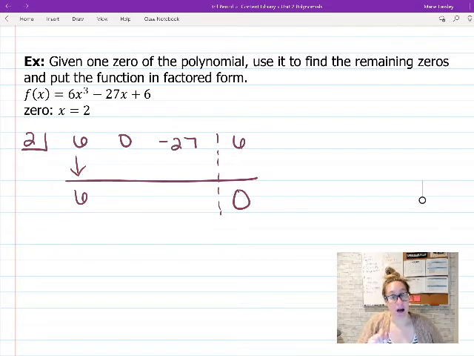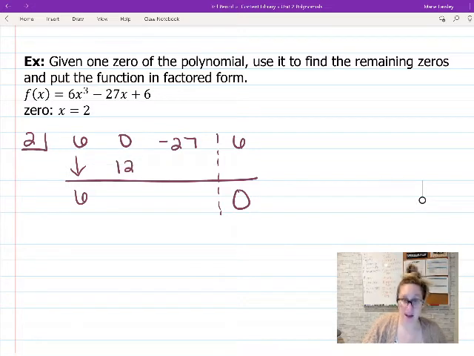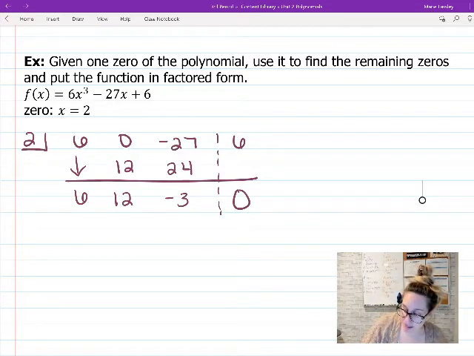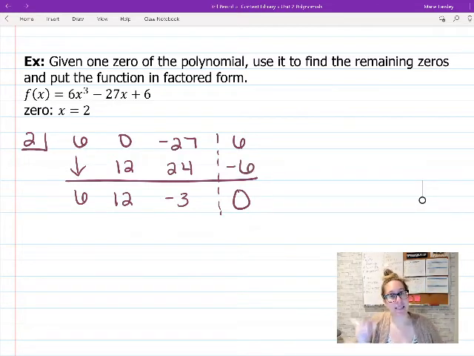Now I multiply. 2 times 6 is 12. I'm going to put that underneath the 0. Then I add down. 0 plus 12 is 12. Now I multiply. 2 times 12 is 24. I put it underneath the negative 27, and then I add down. Negative 27 plus 24 is negative 3. Now I go back to my corner box number, which is 2, and I multiply. 2 times negative 3 is negative 6. I write that underneath the 6, and then I add down. Yes, I do get 0, so I have done my problem correctly.